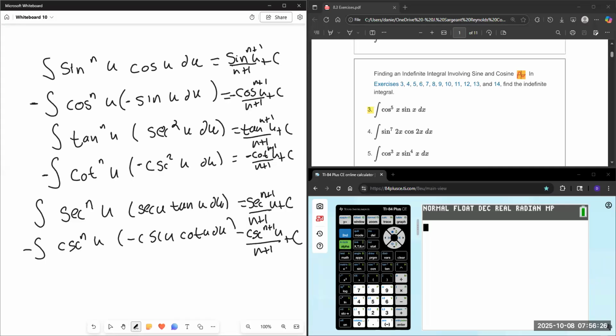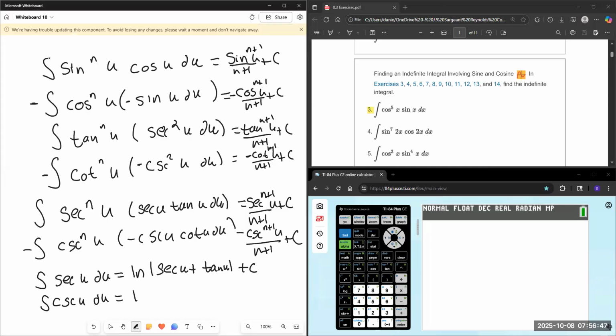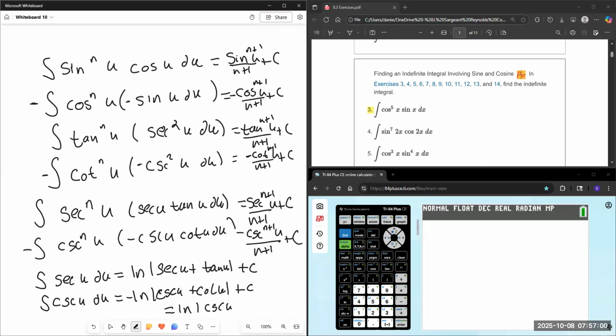We also have things like the integral of secant u du. Remember that to be ln of secant u plus tangent u plus c. The integral of cosecant u du is equal to negative ln of cosecant u plus cotangent u plus c, or that's also ln of cosecant u minus cotangent u plus c.